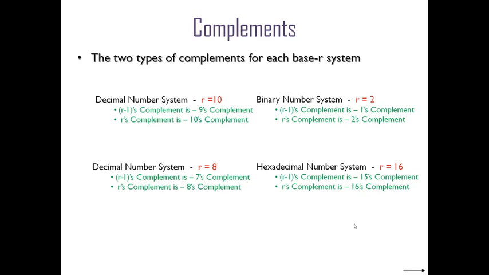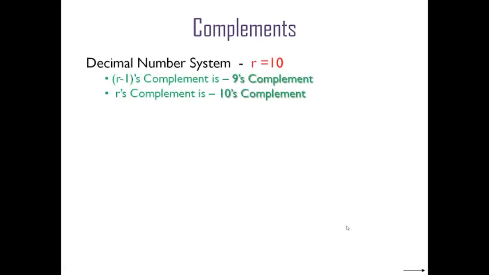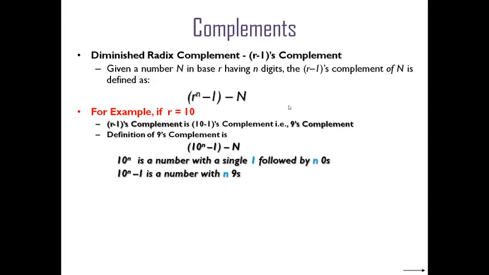Now first we will go for the decimal number system, that is R equal to 10. In that we will get the 9's complement and 10's complement. First we will discuss about 9's complement. Based on the original definition of R minus 1's complement, the 9's complement will be defined as follows.